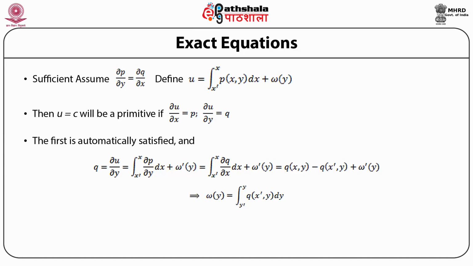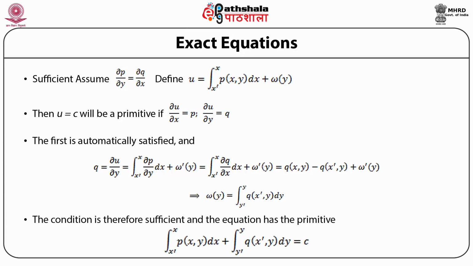Therefore, all we require is that w(y) be given by w(y) equal to the integral of q(x prime, y) dy within the definite limits y prime to y. The condition is therefore sufficient for the equation to be exact, and it has the primitive integral of p(x,y) dx within the definite limits x prime to x, plus integral of q(x prime, y) dy within the definite limits y prime to y, is equal to c.